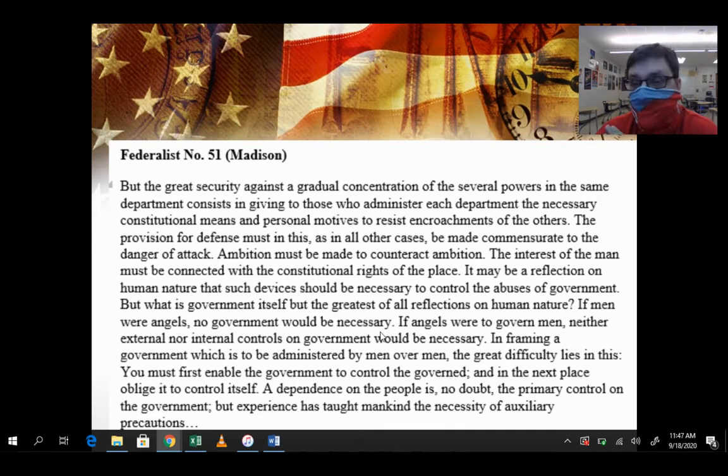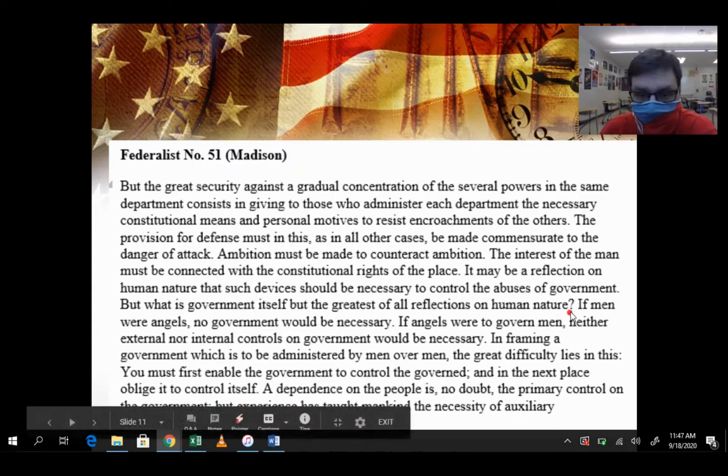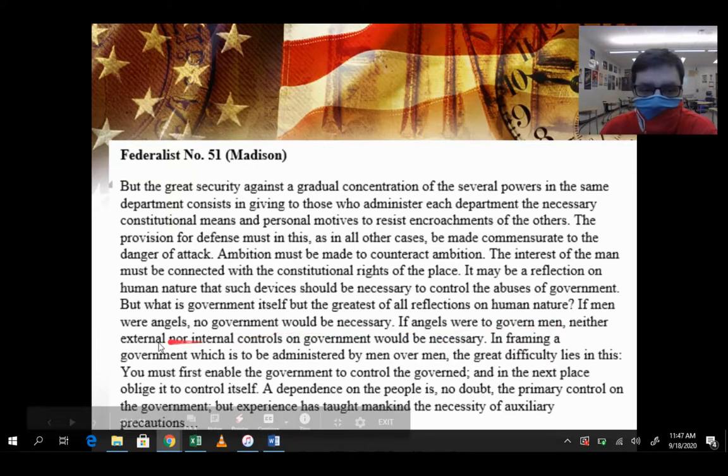But obviously we're not angels. We make mistakes. And sometimes people are downright evil. So we need somebody to keep us in line. Sometimes, says James Madison, "If angels were to govern men, then neither external nor internal controls on the government would be necessary."